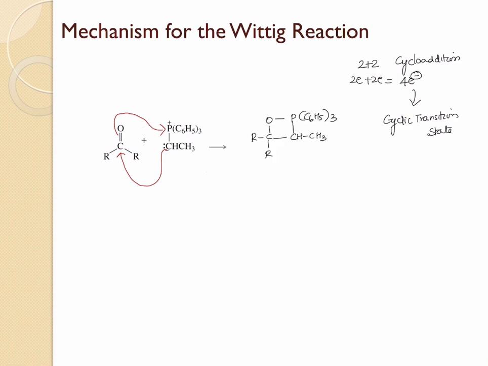Now in the next step, triphenylphosphine oxide should be eliminated, for which the bond between carbon and phosphorus needs to break, and it will move towards the carbon-carbon single bond to form a double bond. And this carbon-oxygen bond is also going to break, and it will move towards the phosphorus-oxygen single bond to form the double bond. So this is going to result in our alkene and also phosphine oxide.